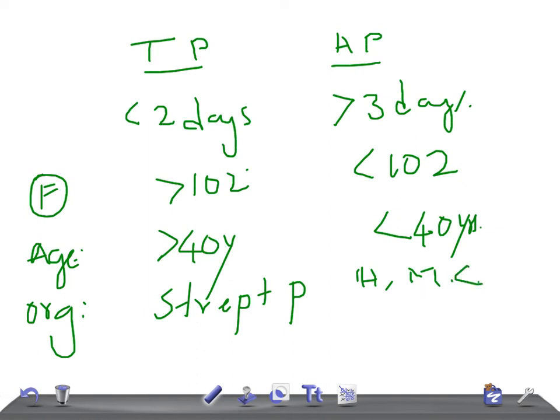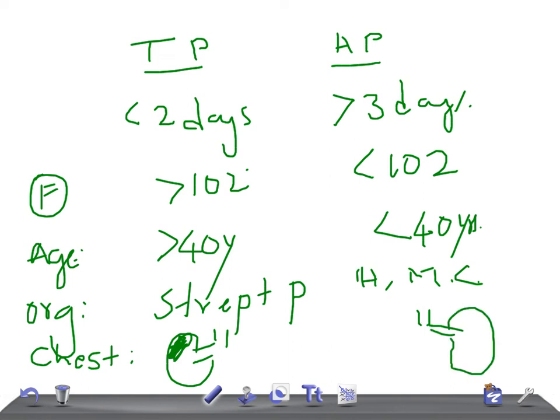What about the chest radiography? How does the chest radiograph show? In a typical pneumonia, one distinct lobe is involved. Okay, if this is a lung, one distinct lobe is involved. Whereas here, in atypical, it's a diffuse or multiple involvement. You can see multiple involvement, right?